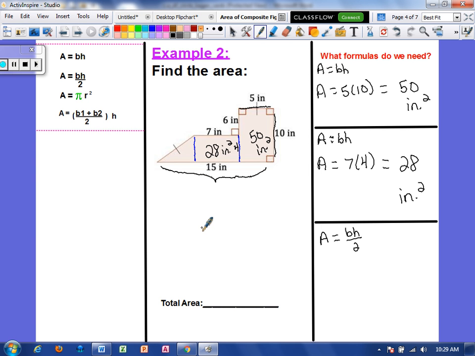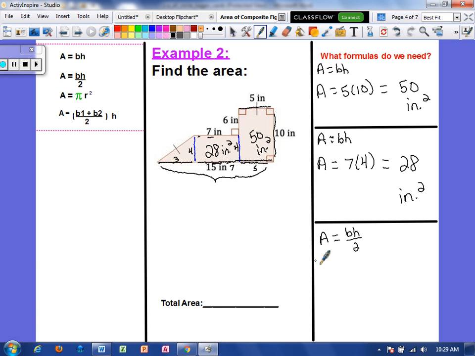All right, now for the triangle. We already found the height of this rectangle to be 4, so we know that the height of the triangle is going to be 4. Now the base, that's going to be just this section right here. So keep in mind this entire side measures 15 inches. So we know that if this measures 5, this measures 5, and if this measures 7, then this also measures 7. So that means these two sections right here are worth 12 inches.